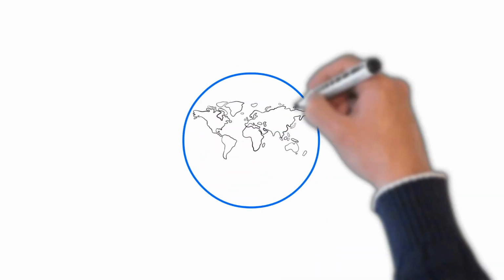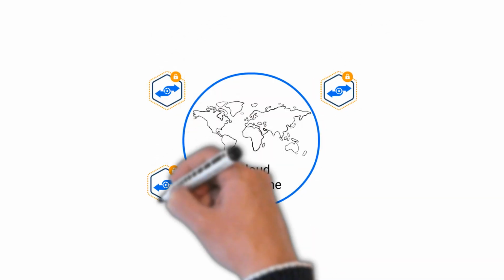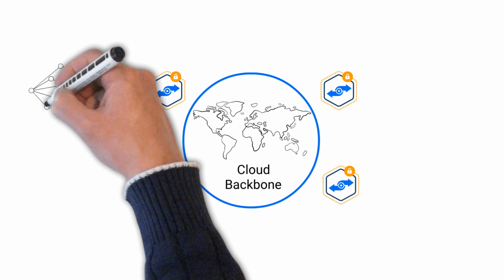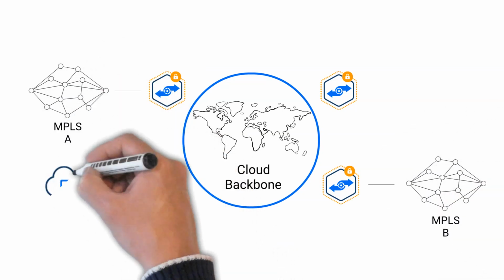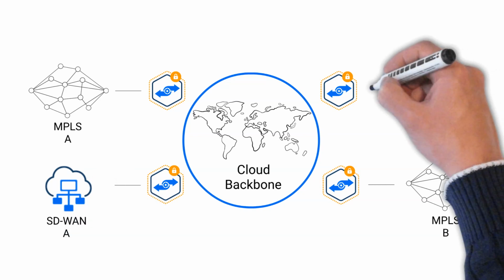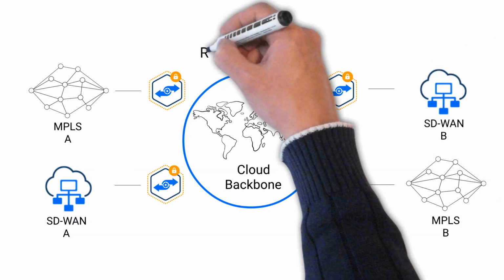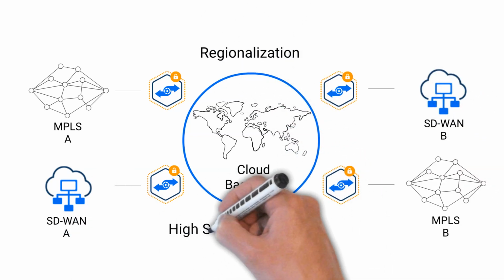For enterprises choosing to continue using their existing wide area network connectivity solutions, such as MPLS and SD-WAN, Alkira Cloud Backbone offers regionalization and high-speed interconnect for same or different vendors and solution providers.